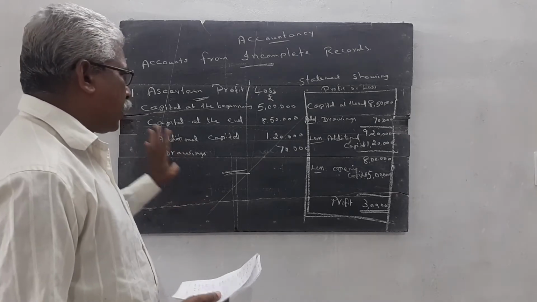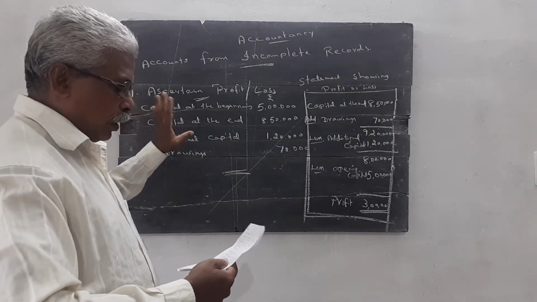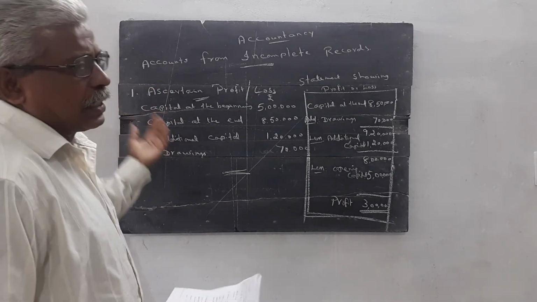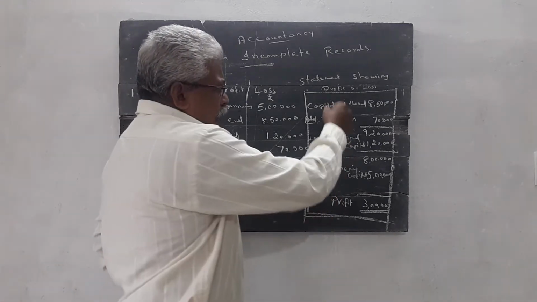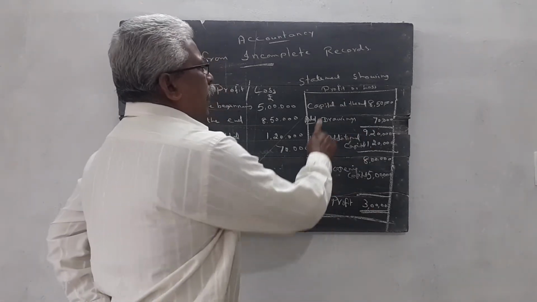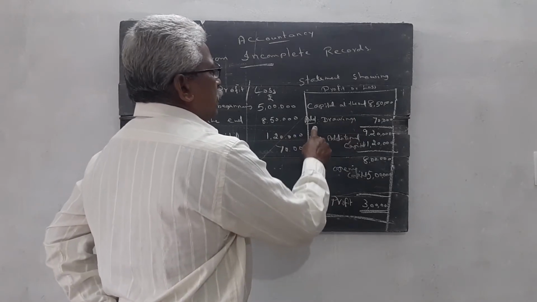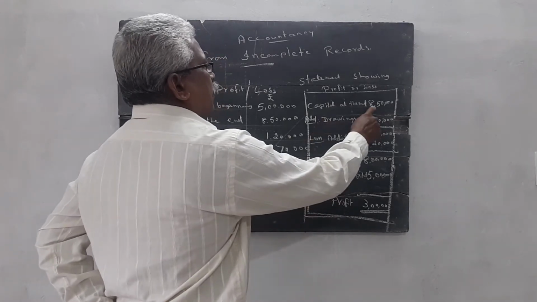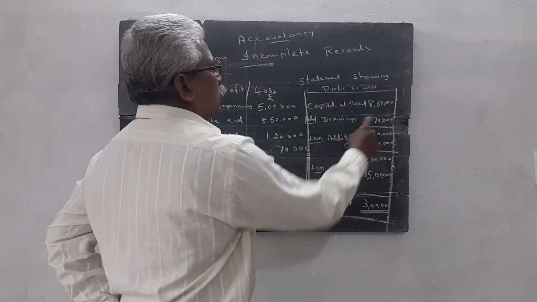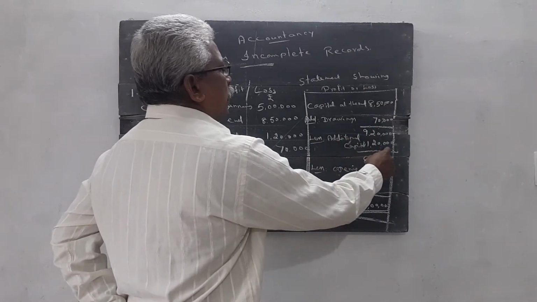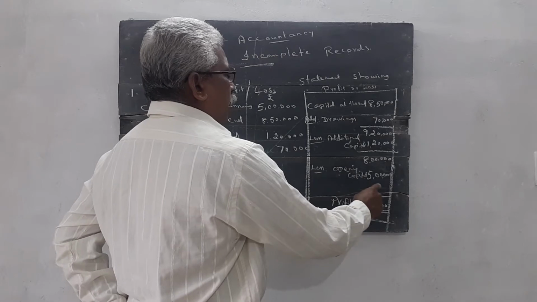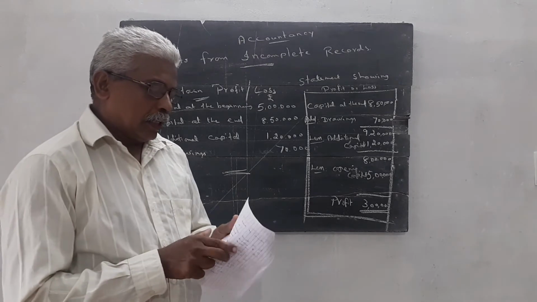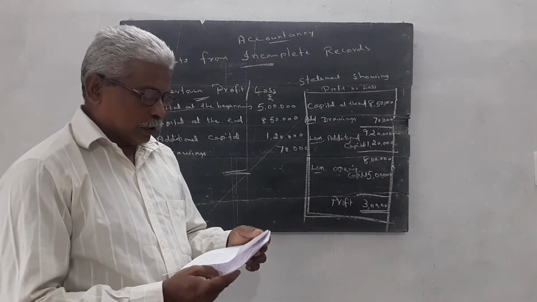So do this question now itself. Then only we can do the remaining questions. So once again I explain. These are the questions. Everything is directly given. If you know the formula, we can easily solve this question. Capital at the end, add drawings, less additional capital, less opening capital, we can get profit. Capital at the end, 8,50,000, add drawings, 70,000, less additional capital, 1,20,000, less opening capital, 5 lakhs, we can get the profit of 3 lakhs. So first question completed.